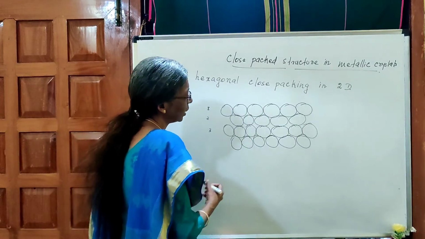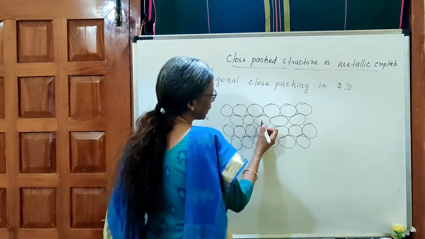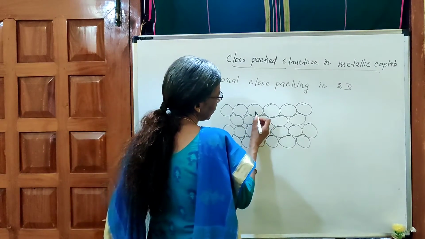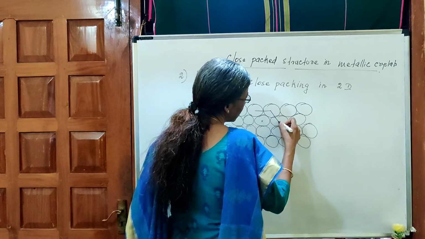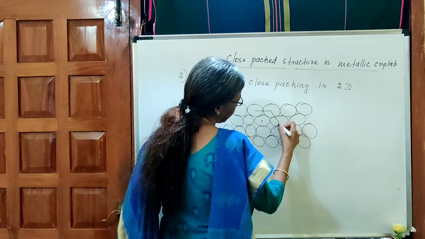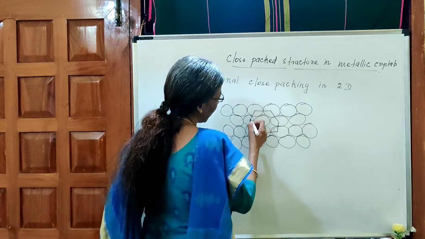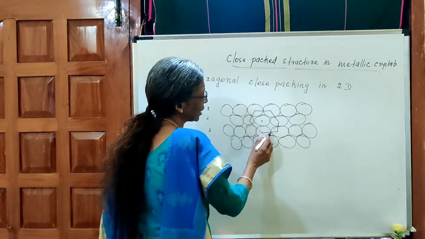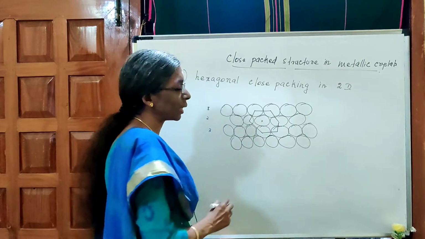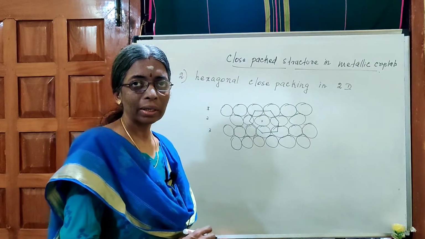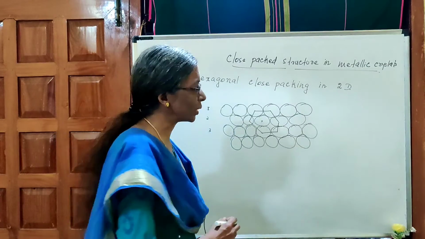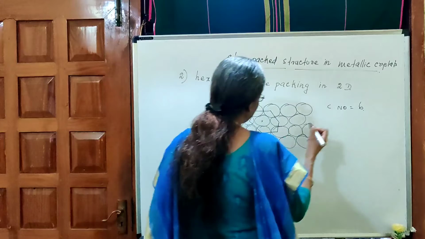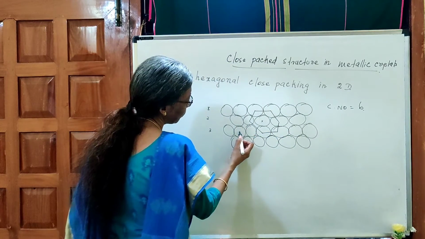Okay, you take this one. Suppose for example you are taking this layer, this sphere. So here how will you see? If you join this one, 1, here 2, here 3, 4, 5, 6. So you will get a hexagonal shape. So this is called hexagonal close packing. Next, what is the coordination number for this one? The coordination number for this one is 6. See here, suppose you are taking this sphere.